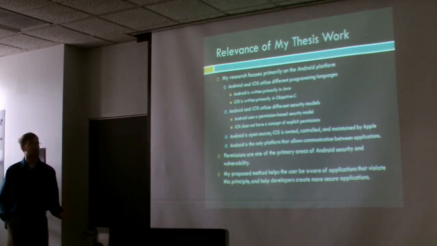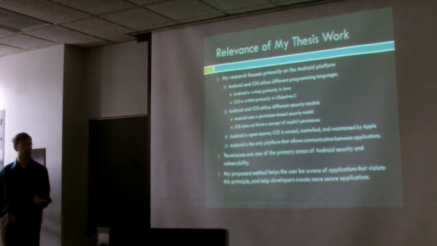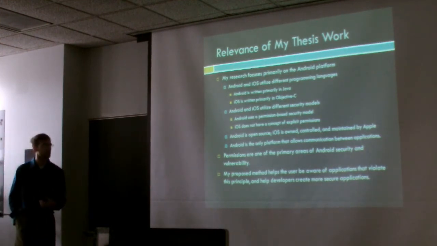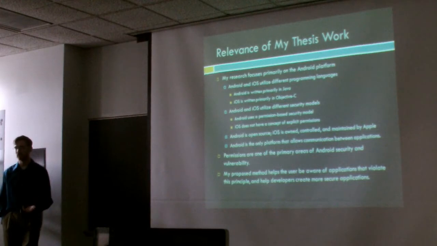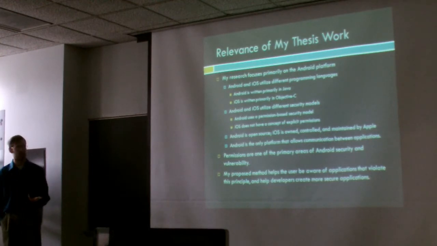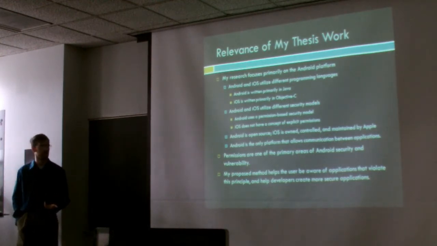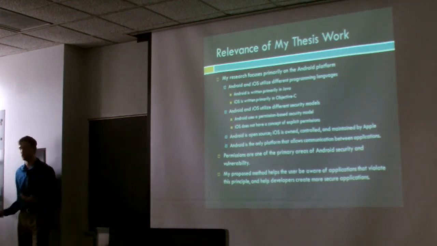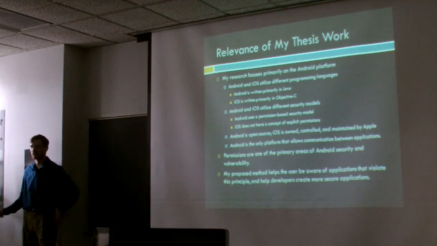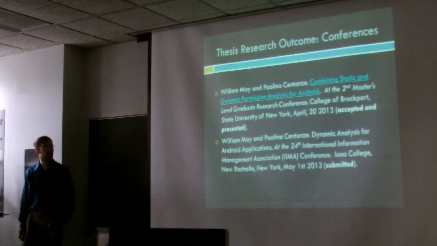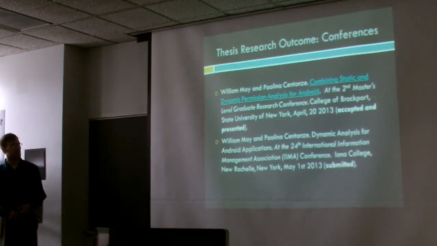Why is this relevant? As I said before, Android and iOS are different in that they use different languages and different security models. Android uses a permission-based security model. iOS doesn't really have an explicit permission system. Android is open source, while iOS is highly maintained by Apple. And Android is the only platform that allows flexible communication between applications. So permissions become one of the primary areas of security and vulnerability, and this method should help users be aware of mistakes they make in defining permissions in their applications.